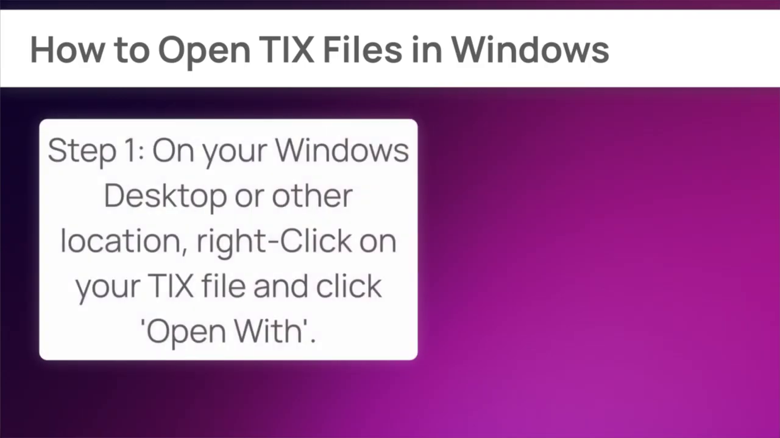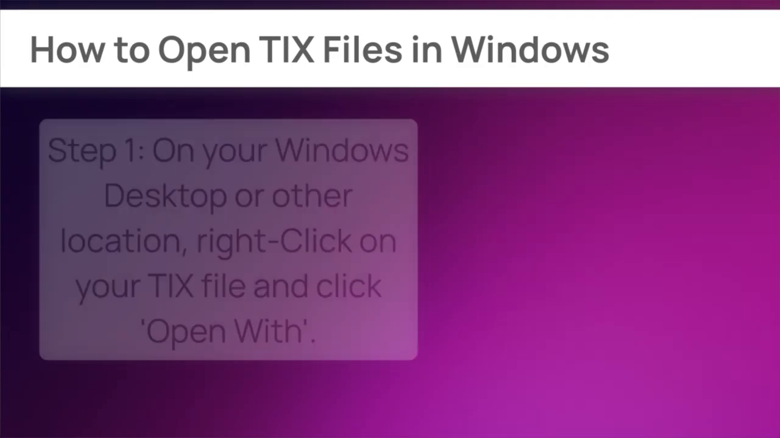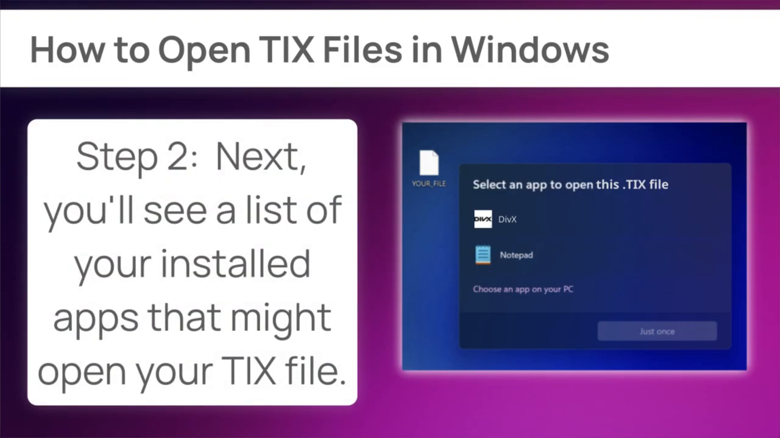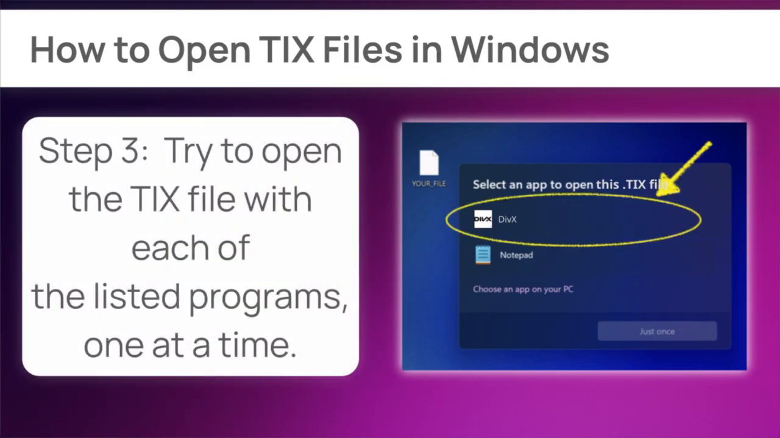To circumvent the initial application error, right-click the TIX file and choose Open With. Prioritize DivX if available. If absent, choose another application. We are looking for a successful file association.